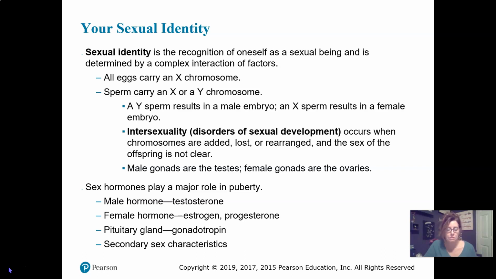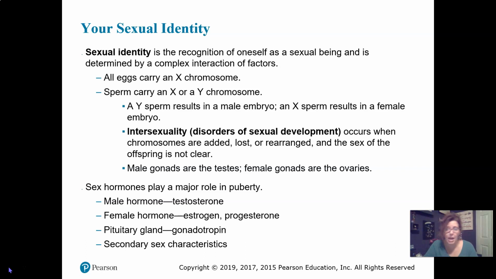All eggs carry an X chromosome. The sperm carries the X or Y. Females are XX, males are XY. So the genetic instructions included in the sex chromosomes lead to the differential development of female and male gonads, the reproductive organs, at about the 8th week of fetal life.